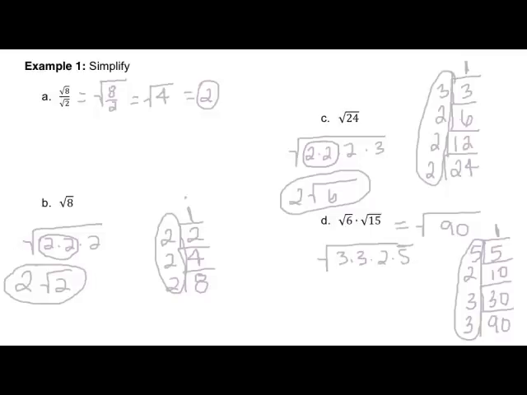Again, we're looking for groups of 2. We have 2 3's, so we're going to put a 3 outside of our radical, and underneath we're left with 2 and 5. We're going to multiply those together to get 10. So our simplified square root is 3 square roots of 10.